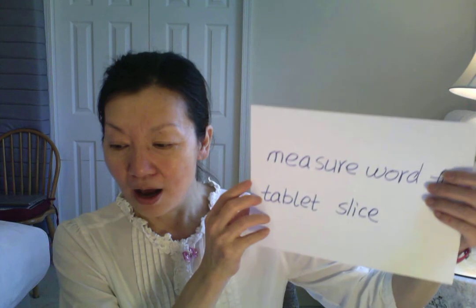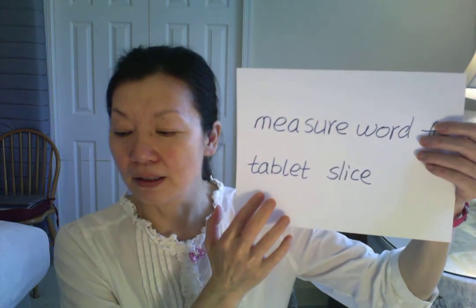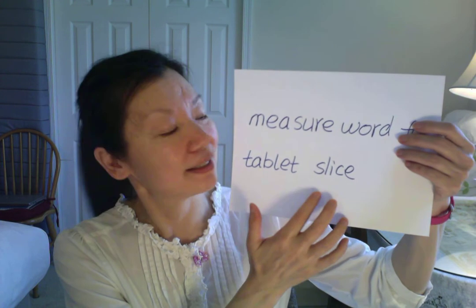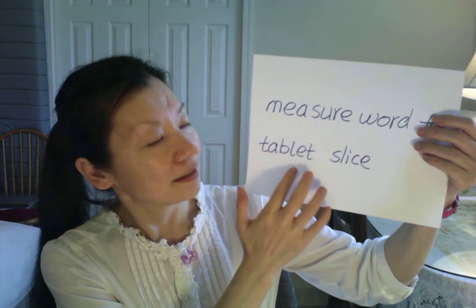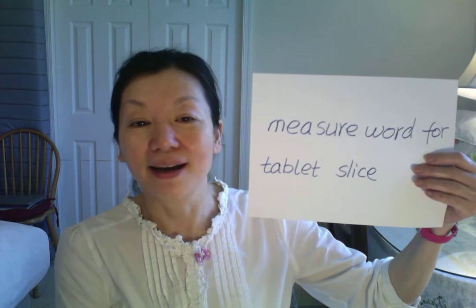What does it say here? A major word, okay? Okay, what does it say here? Tablet. Major word for tablet and slice. Okay, slice. Okay, tablet. Major word for that one here. In Chinese, we say what?